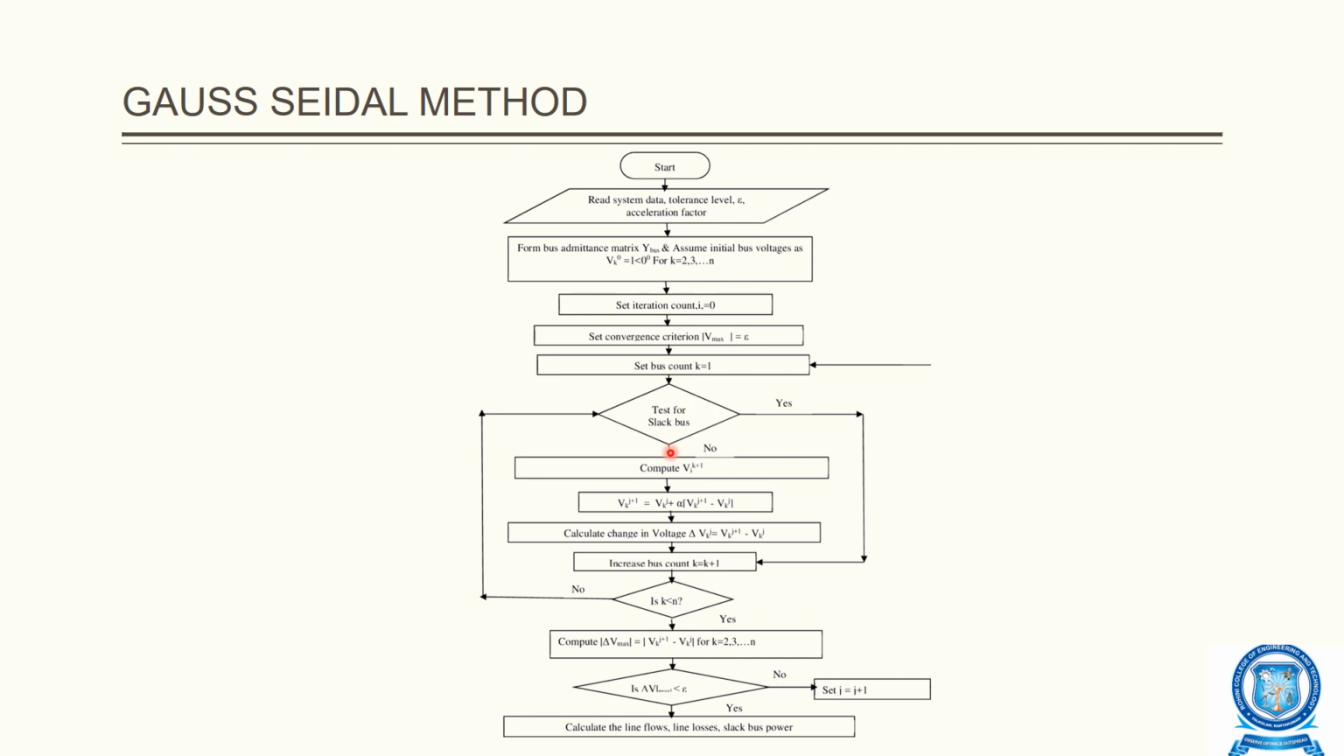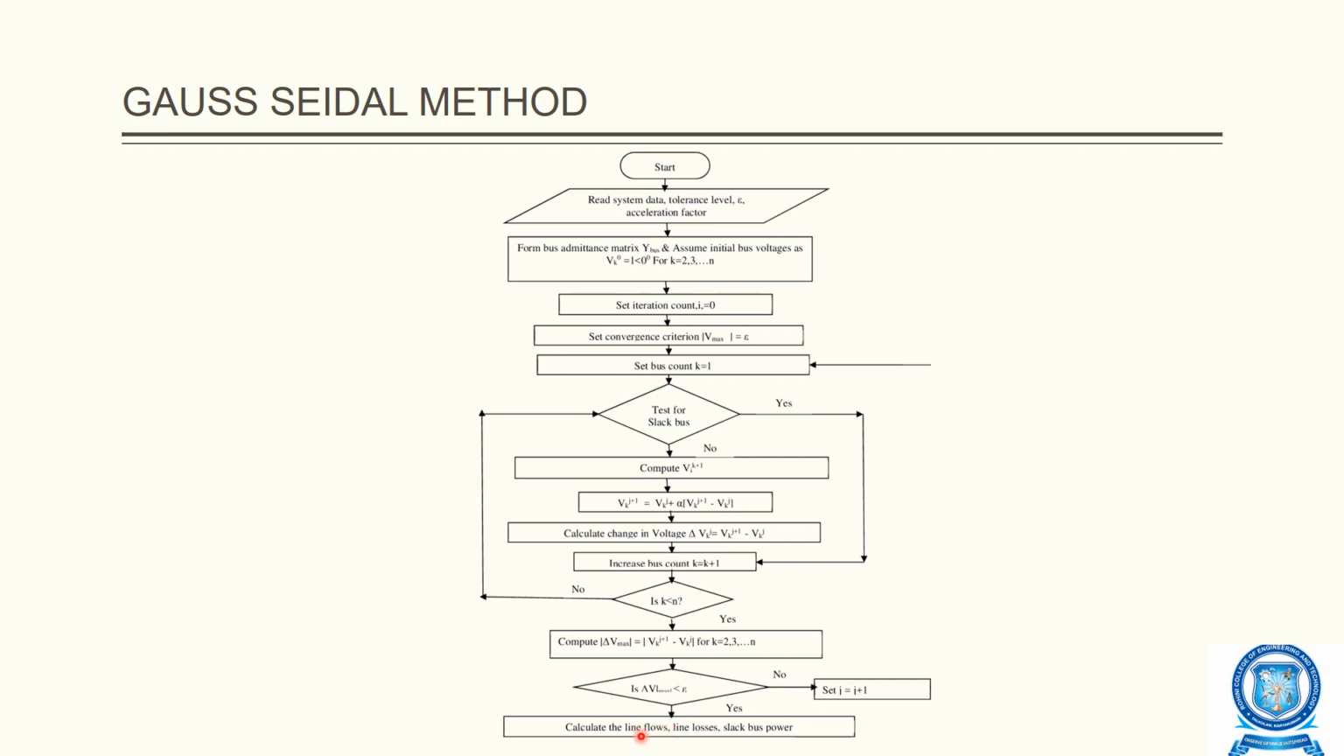So for a non-slack bus we do these steps. If it is a slack bus, directly you can come to this step. Next you need to check whether the k value is less than n. If it is less than n, further compute the del V max value, the maximum change in voltage, which is equal to Vk j plus 1 minus Vk j for k equal to 2, 3 up to n. And again you need to check whether the change in voltage value is less than the acceleration factor epsilon.